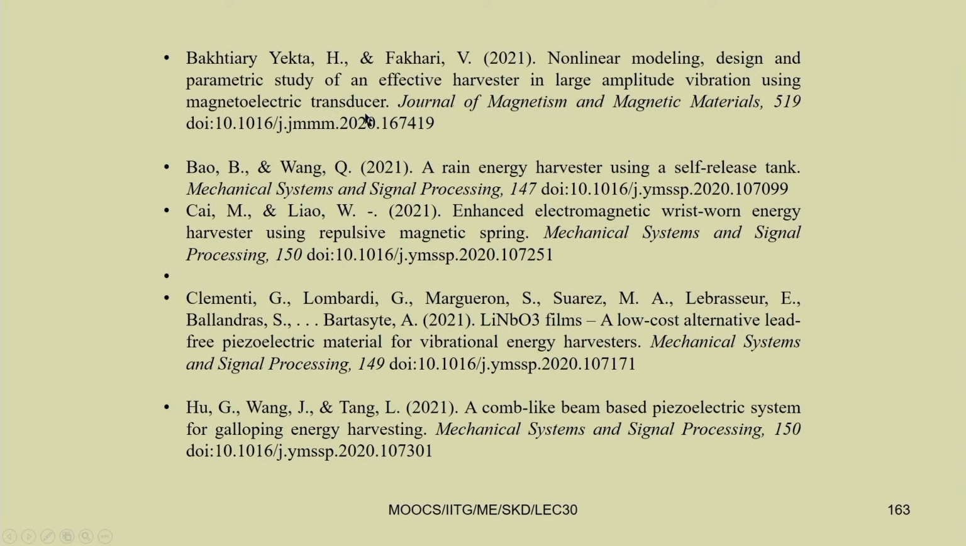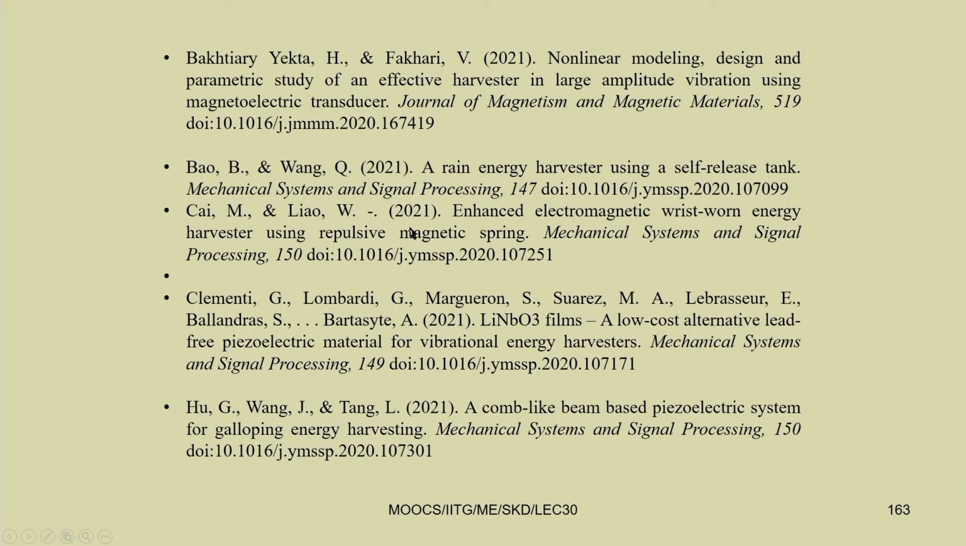Here we have used a piezoelectric transducer. One can use a magneto-electric transducer, where one magnet is used, which can be an electromagnet or a permanent magnet, and a coil will be there. Due to vibration this field will change and that will help in generating the voltage. This is a very recent paper, you can go through it. One more paper is by Bao and Wang, a rain energy harvester using a self release tank, published in Mechanical Systems and Signal Processing.